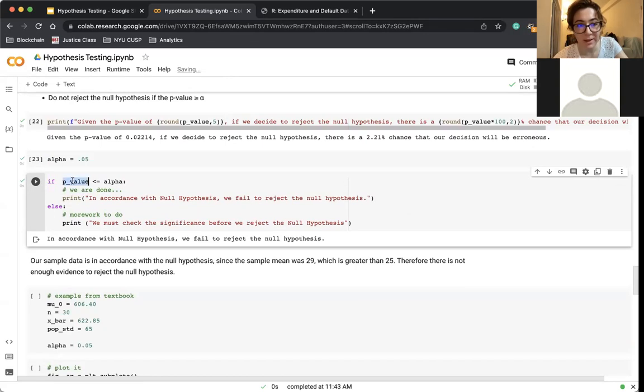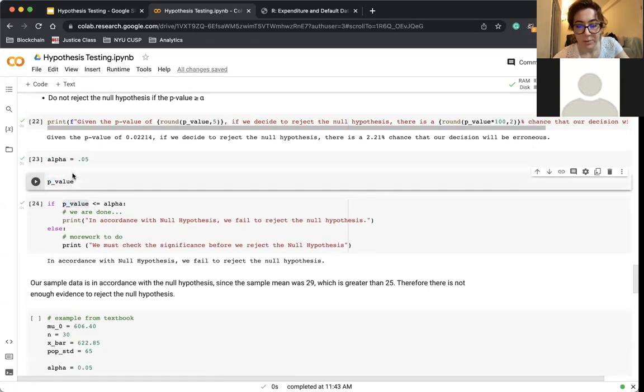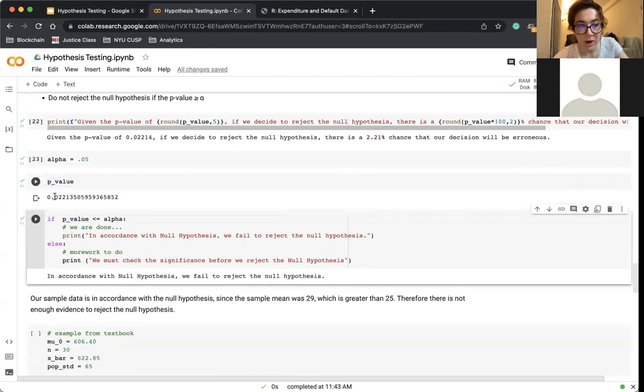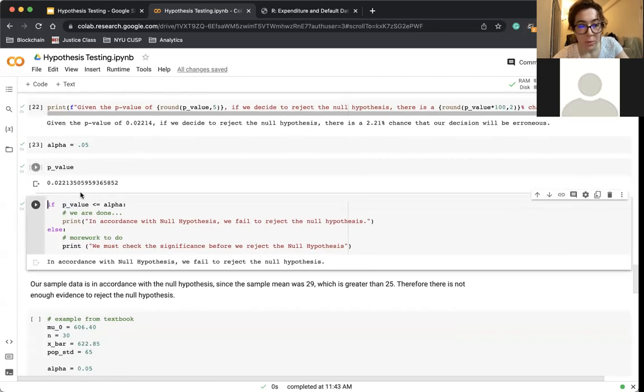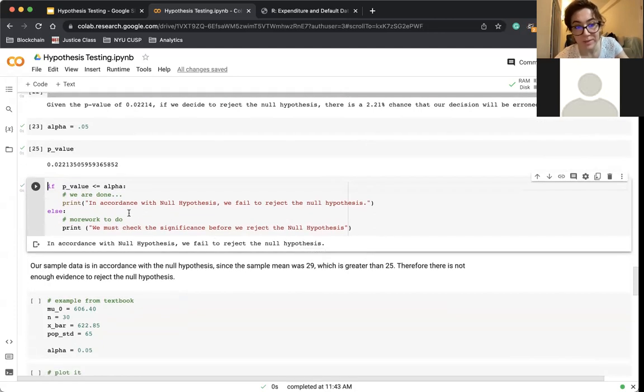And so because our p-value here, just putting it here so you could see, our p-value was not extreme enough to reject the null hypothesis, so therefore we fail to reject the null hypothesis.